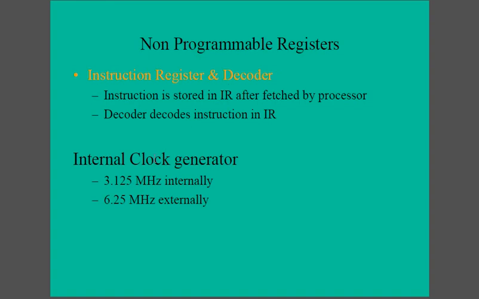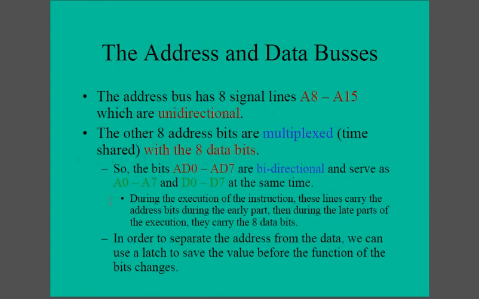Okay, this is the internal clock generator. For example here, the internal clock being generated is 3.125 megahertz, and the external clock is 6.25. This is the built-in clock generated by the microprocessor, and this is the output clock that can be supplied by the microprocessor, 6.25 megahertz.